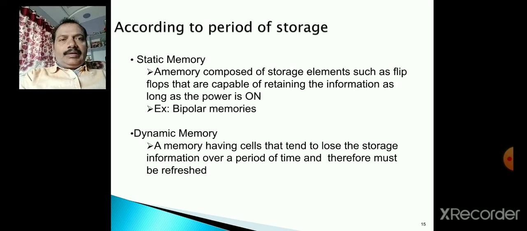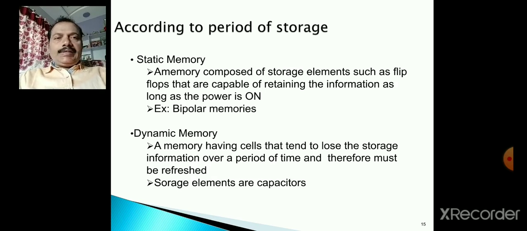Dynamic memory has cells that tend to lose the stored information over a period of time and therefore must be refreshed. That means even though the data is not accessed or transferred, in dynamic memory the stored data slowly leaks away. After some time, the total data will disappear. So that is the problem. This problem can be eliminated with refresh circuits, by reloading the same data into the dynamic memory after a certain time. So such additional circuits are required.